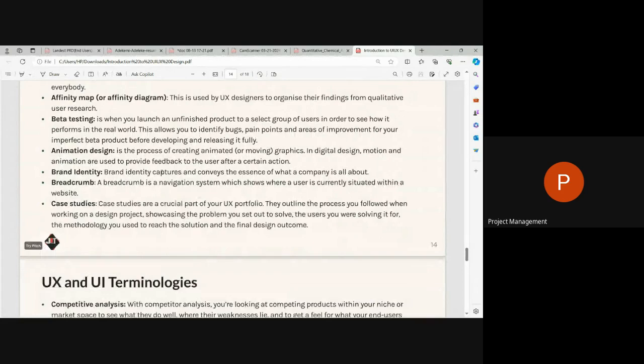And we have brand identity, that is you designing or doing something that captures what the company is all about, designing based on their brand, to capture and convey the essence of what a company is all about.